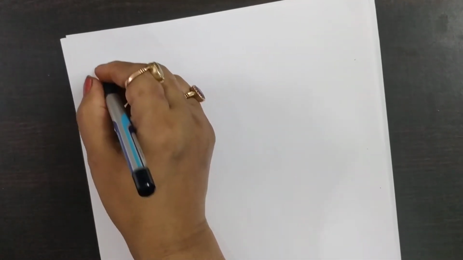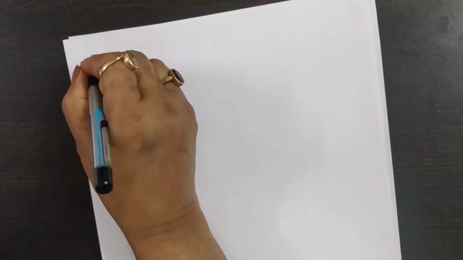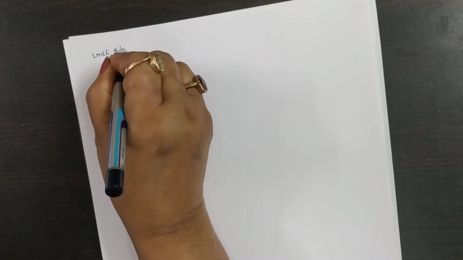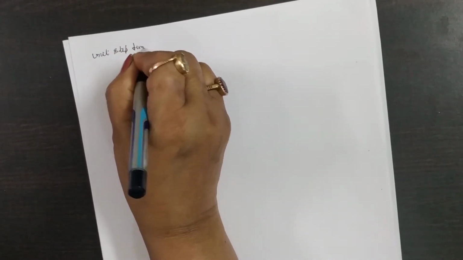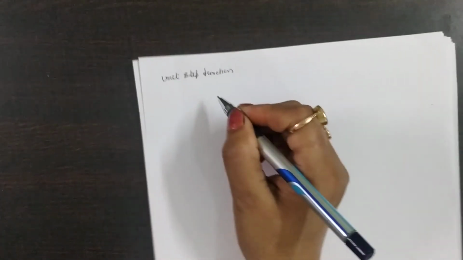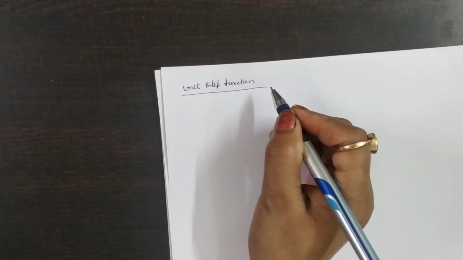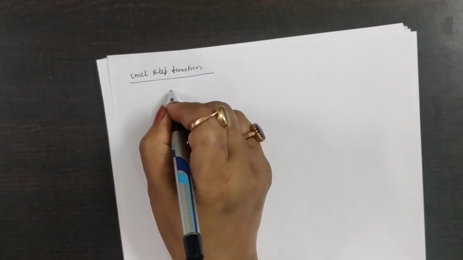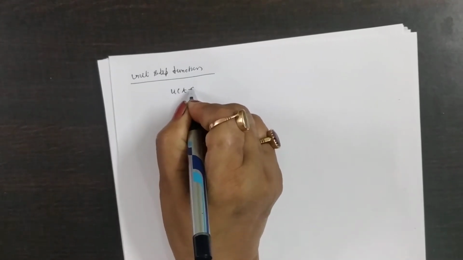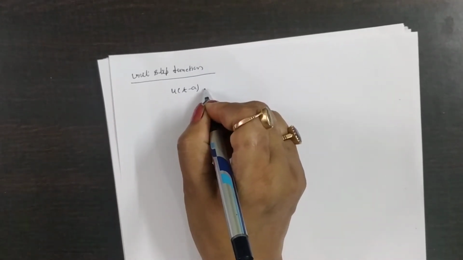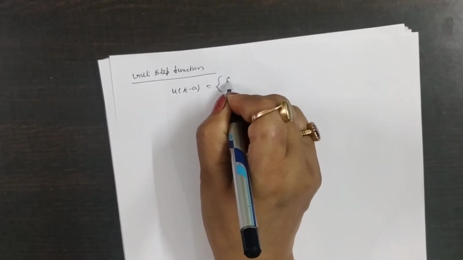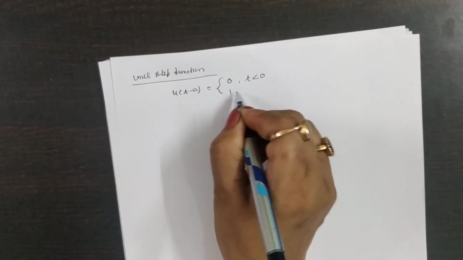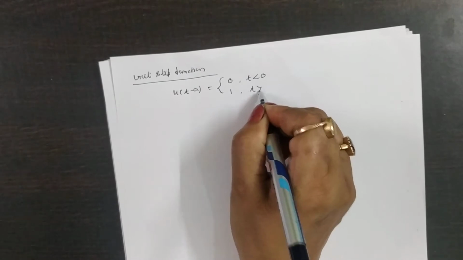Students, today I have defined the unit step function. The unit step function u(t minus a) is defined as 0 for t less than a and 1 for t greater than a.